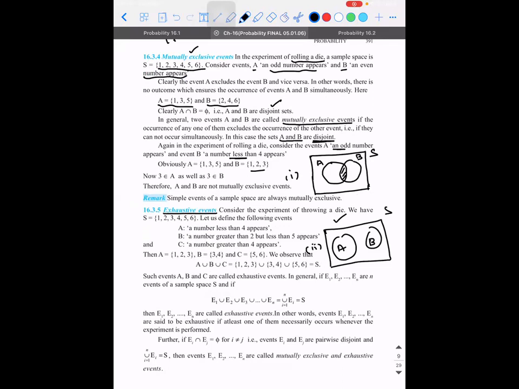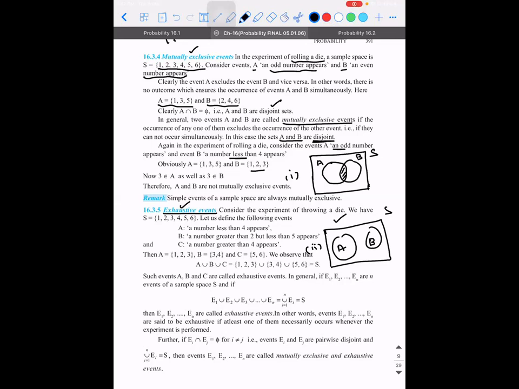Similarly, we have something called exhaustive events. Let's see the basic meaning of exhaustive. For example, let's say you're running on a track during your PT period. After some time, you get tired, right? You say you're exhausted. What does it mean? You have used the maximum energy that is possible for you to play or run. The same is the case here.